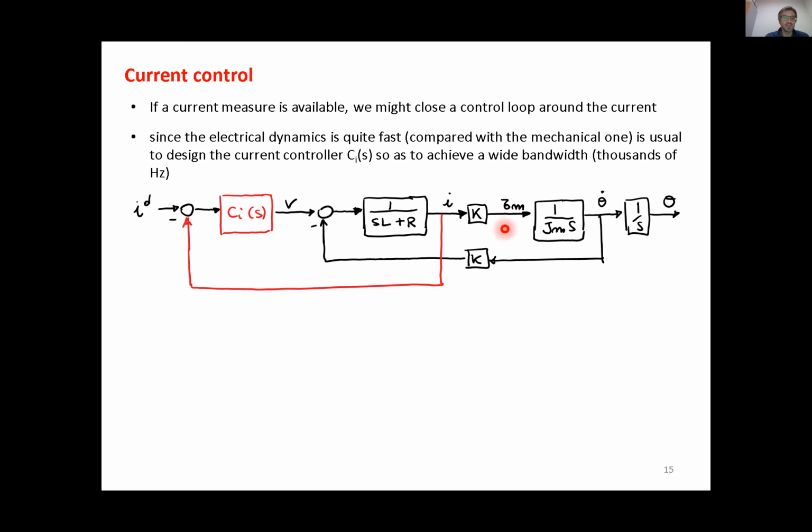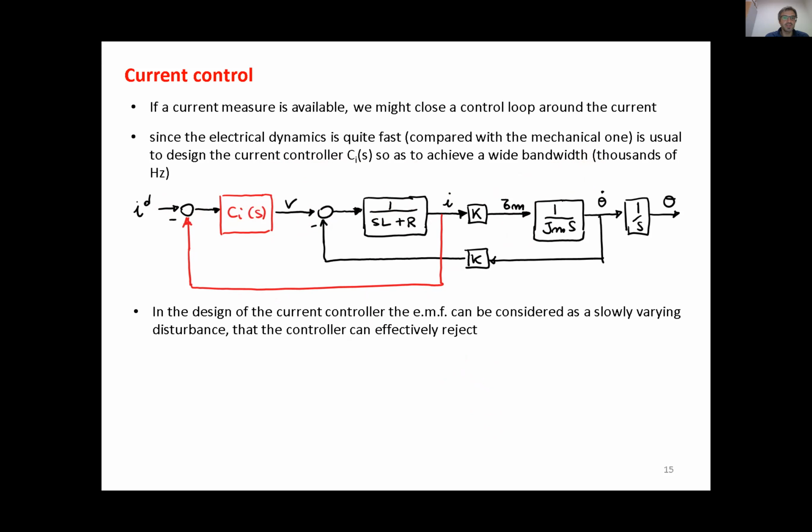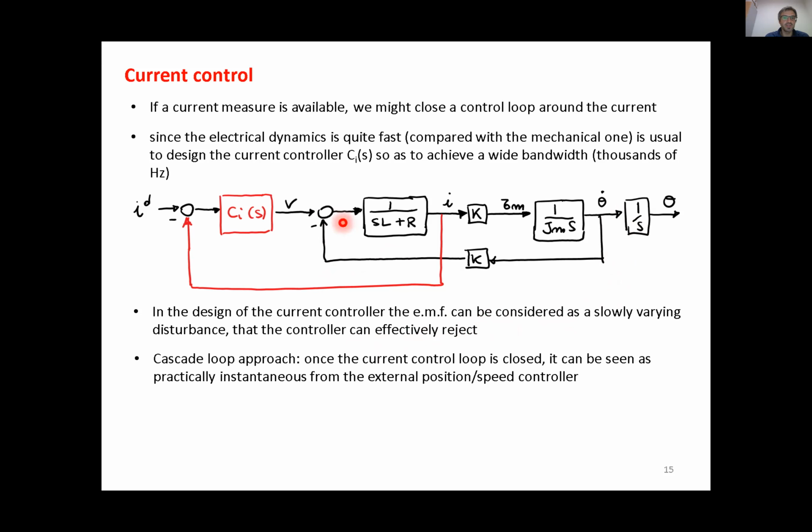And since the electrical dynamics is quite fast compared with the mechanical one, it's usual to design the current controller to achieve a very high bandwidth, like thousands of hertz. And in the design of the current controller, you can see the back EMF as a slowly varying disturbance, because it depends on the mechanical dynamics, the shaft angular velocity, which is quite slow. It's certainly not 2000 hertz, and the current controller will effectively reject this influence of the back EMF.